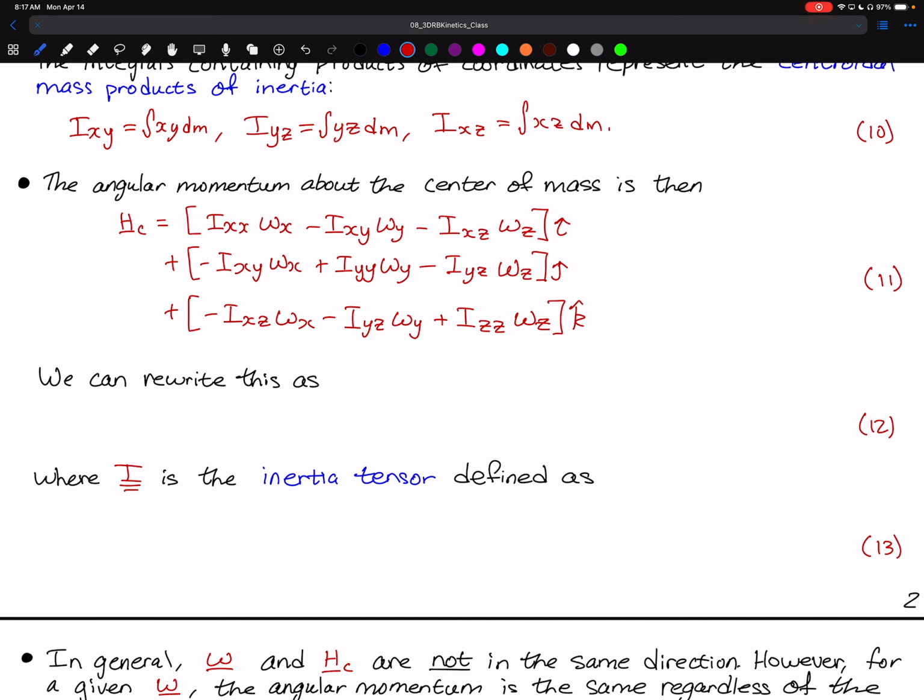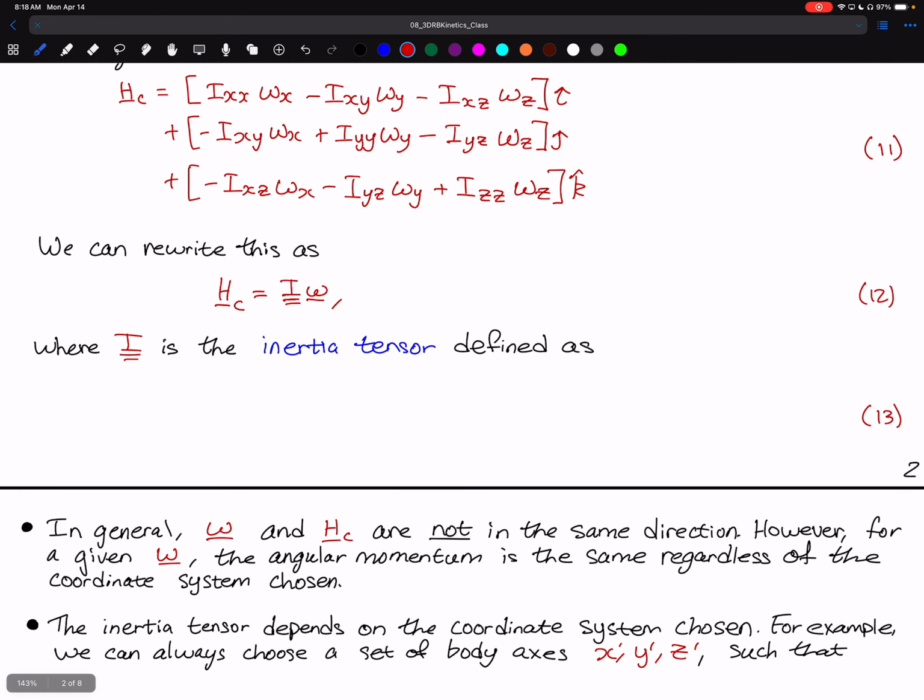And then we can rewrite this as our angular momentum h sub c is equal to the tensor I, the double underline, multiplied by our angular velocity vector omega, where I with the double underbar is the inertia tensor, which is like a higher dimensional vector effectively. It's not necessarily a matrix because it changes with time. And it can change with orientation, and it has really special properties that a typical, general matrix won't have.